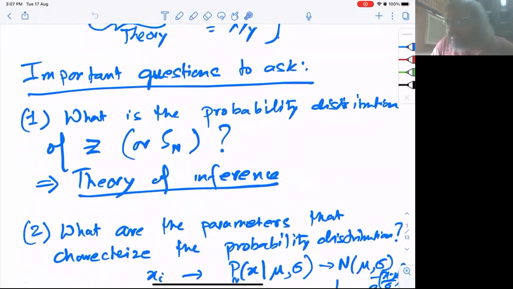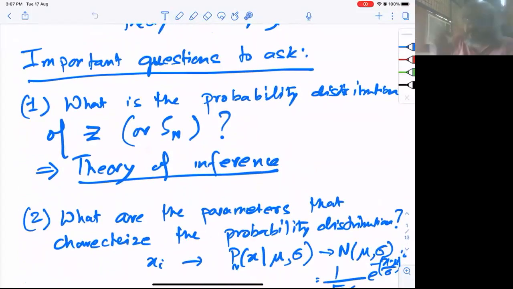If not, this is a much bigger field, of measurement theory. Here, there are two very important questions.